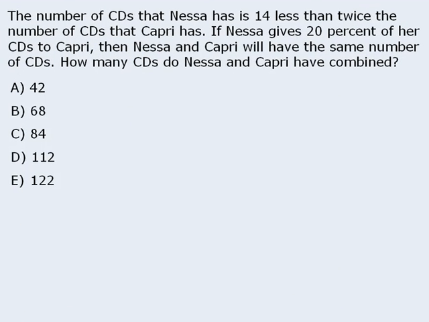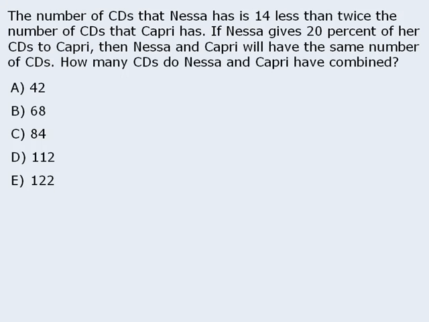In this question, we want to determine how many CDs Nessa and Capri have combined. As usual, our first consideration when tackling word problems should be to ask whether we can solve the question by testing the answer choices. Now, since the question asks for the sum of their CDs, testing the answer choices might be cumbersome. So let's solve this question algebraically.